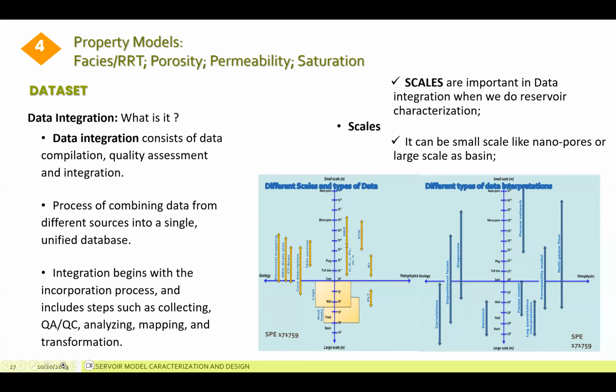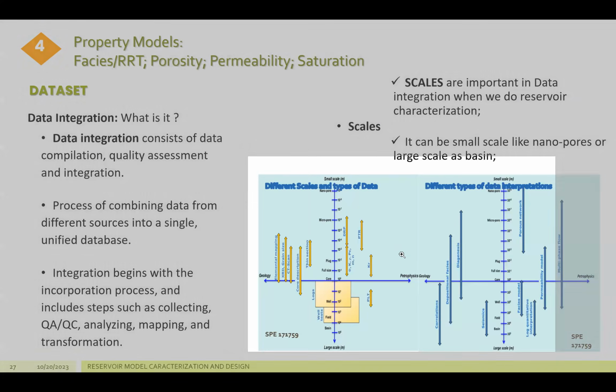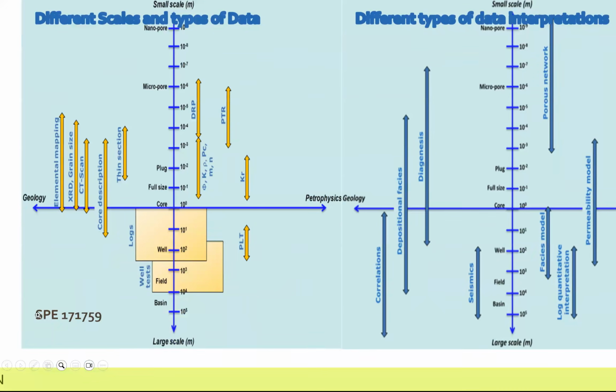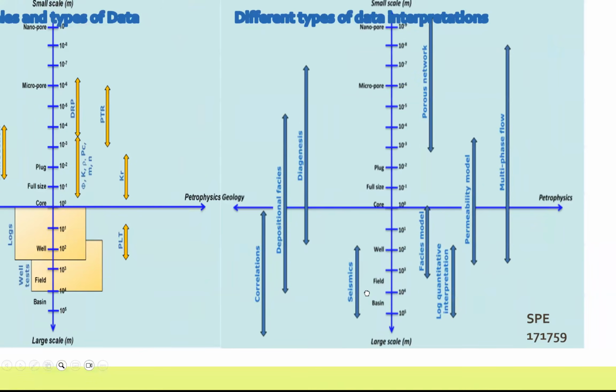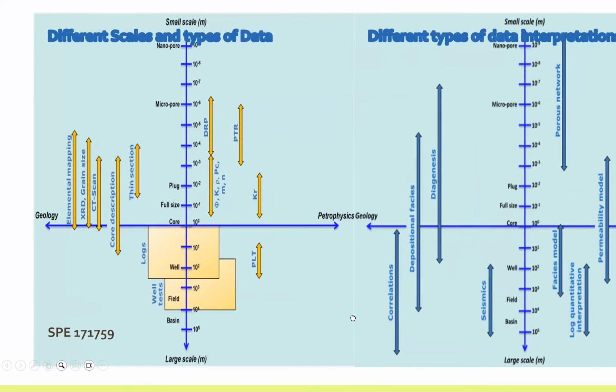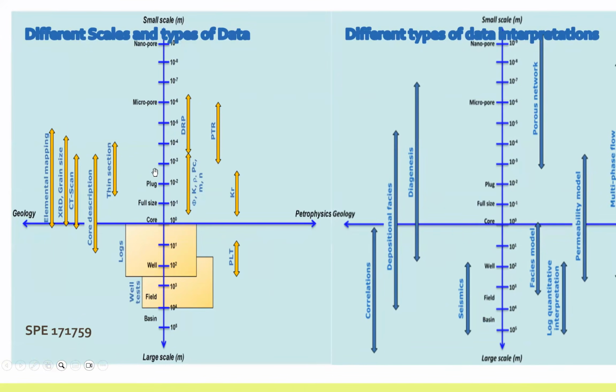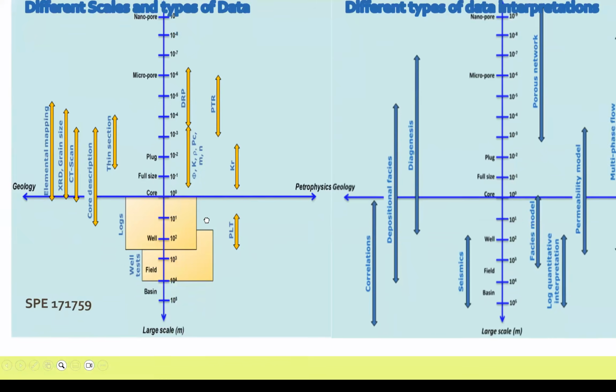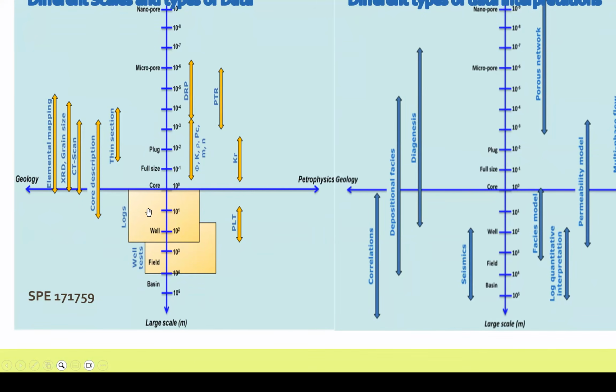For example, let me just zoom this again. These are charts that are coming from SP, and it depends on your scale. And why I'm saying this: if you are using thin sections, you are expecting to have very, very small scales. But if you are using logs, you are expecting to have logs with a high scale. You can see exactly what is in your log.